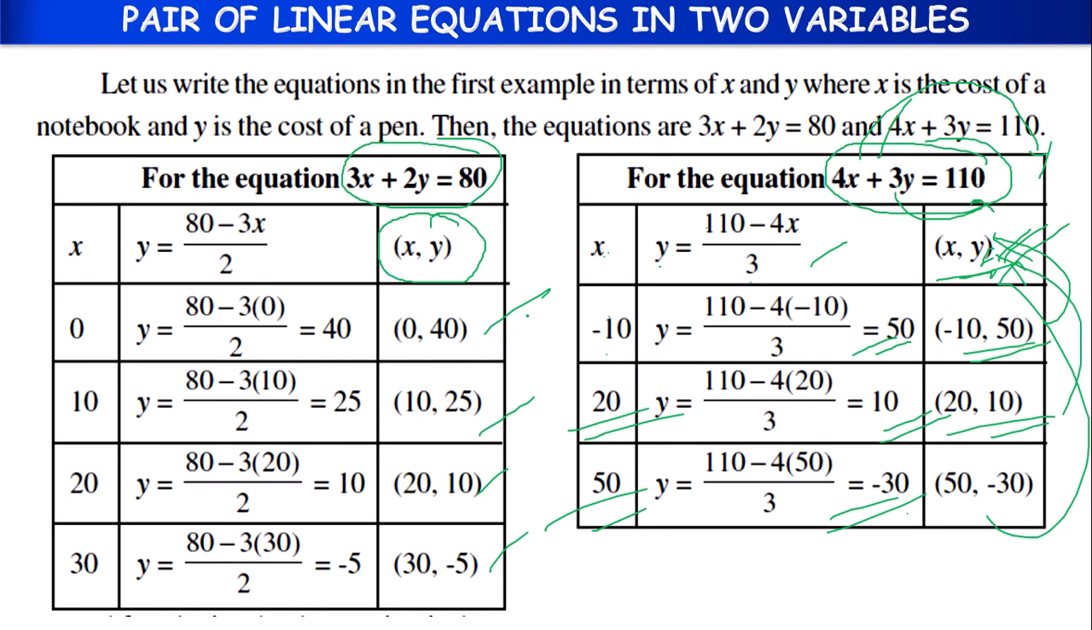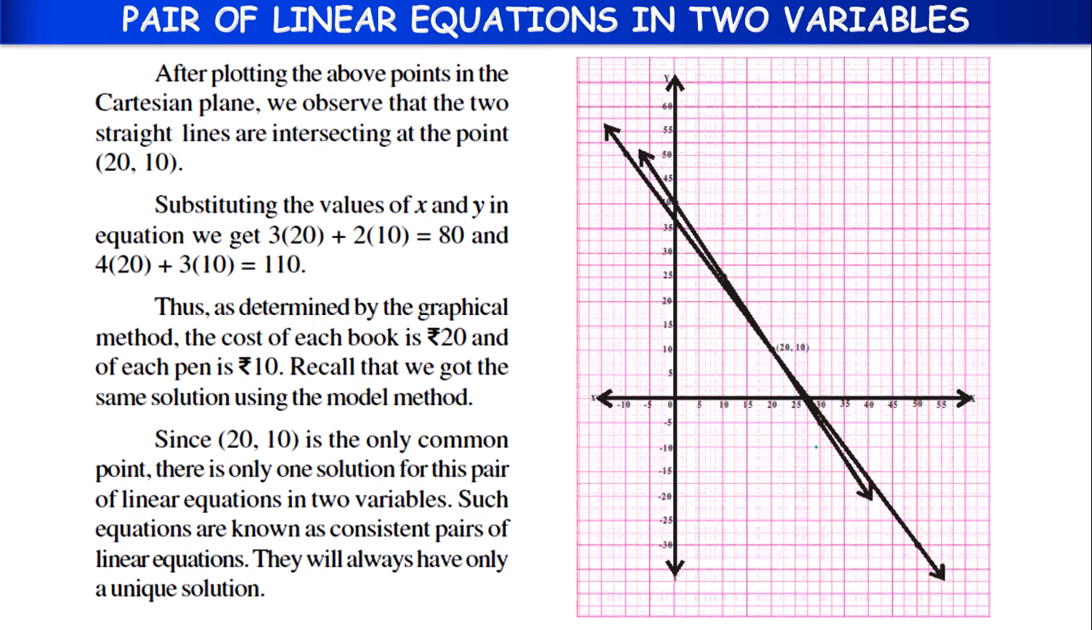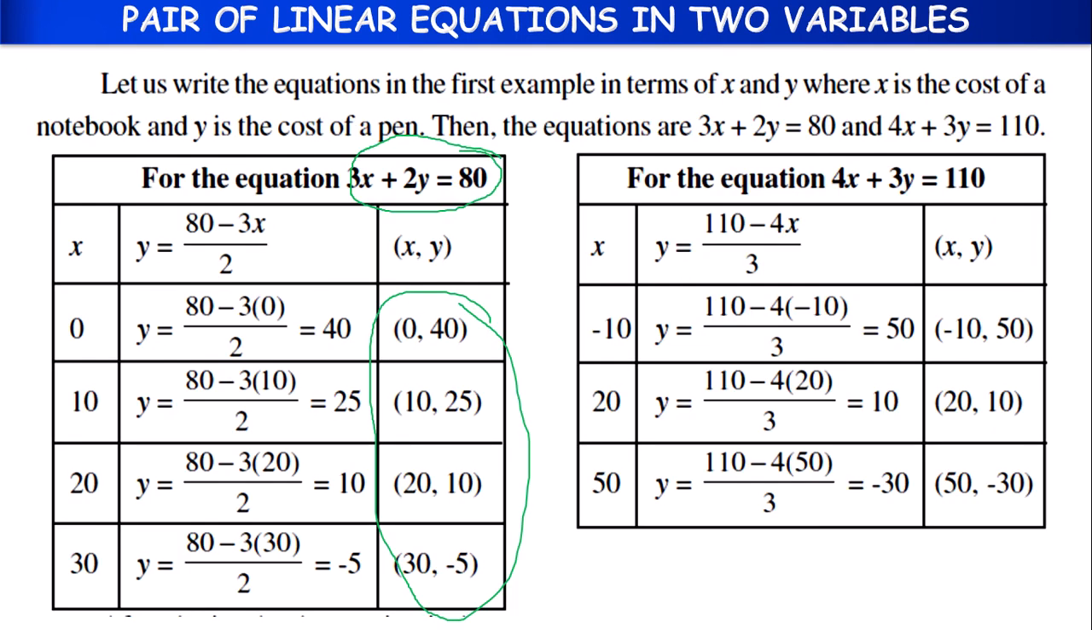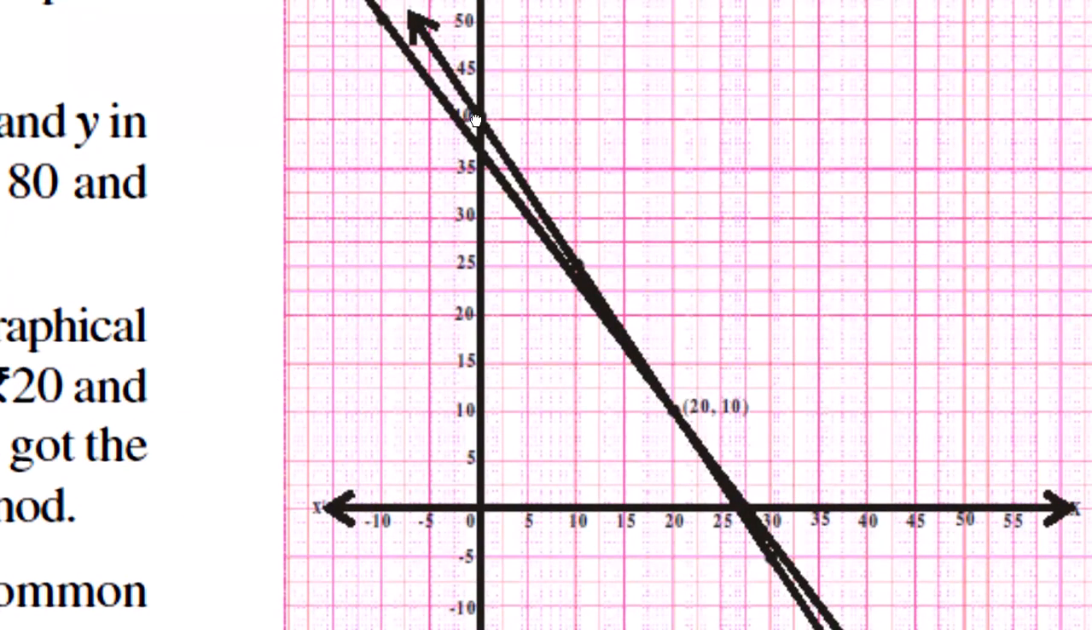So now let's draw this equation. Let's plot these points on the graph paper. If we join these points on the graph paper, then we will get a line representing the first equation. So the first equation can be represented on the graph paper with the help of these ordered pairs, and we will get one line. Here (0, 40) means this point.